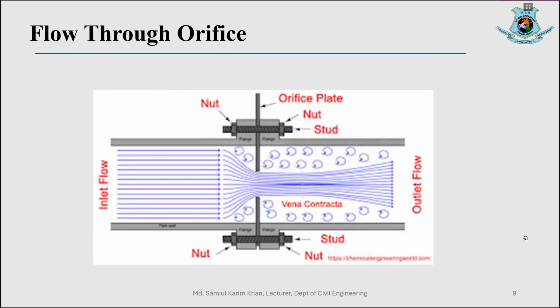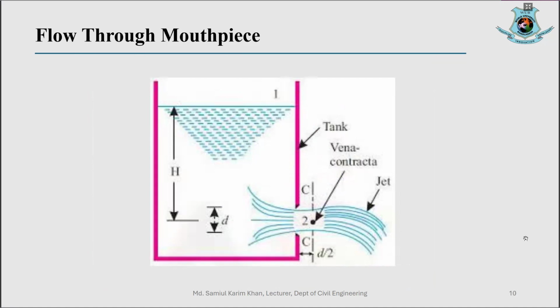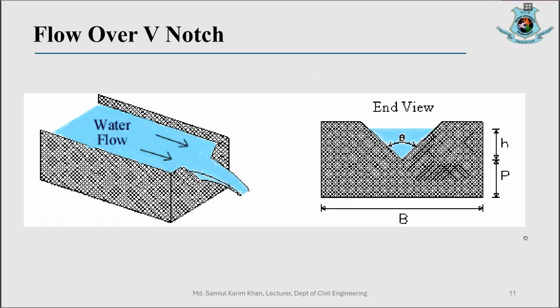Here is a figure for flow through orifice, and we can see the vena contracta here, and the same thing can be seen in flow through mouthpiece. We see a vena contracta, and the difference between these two flows will be discussed later. Here is a figure for flow over V-notch. There is a notch in V shape, and there are different parameters.